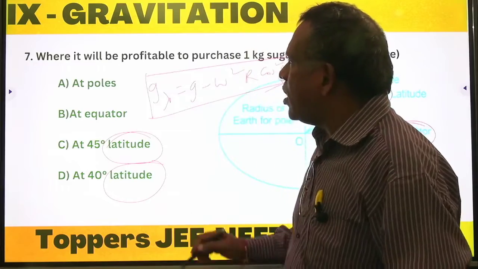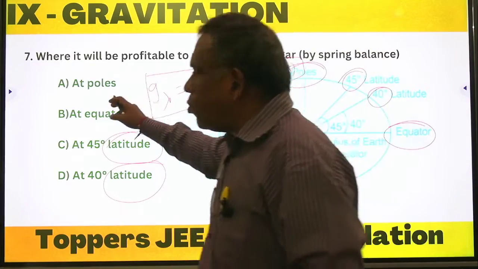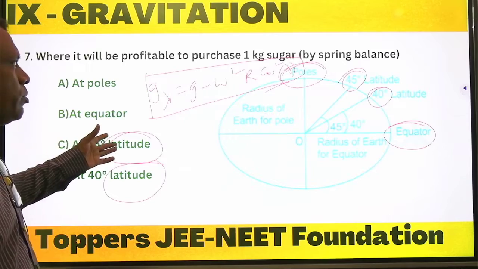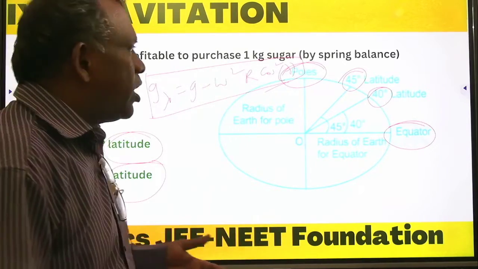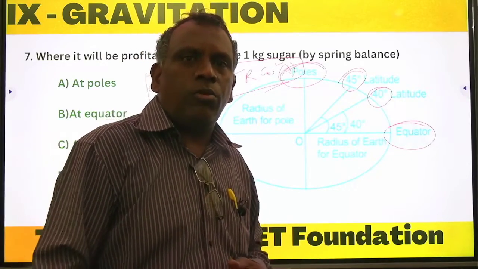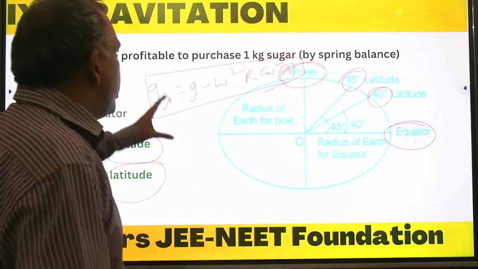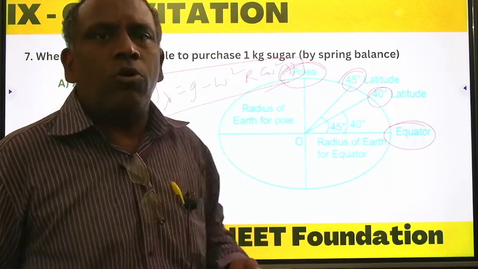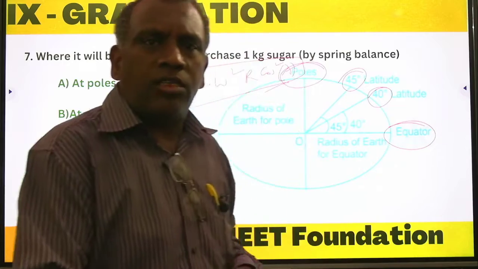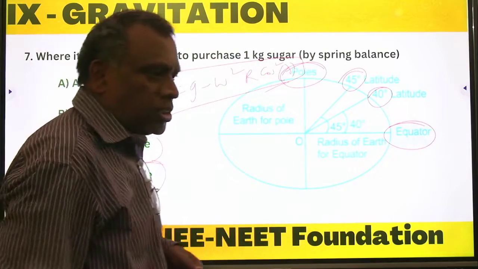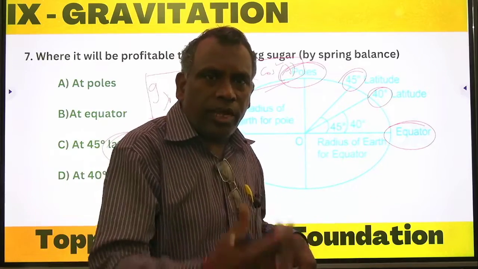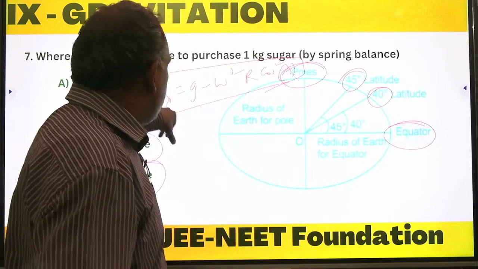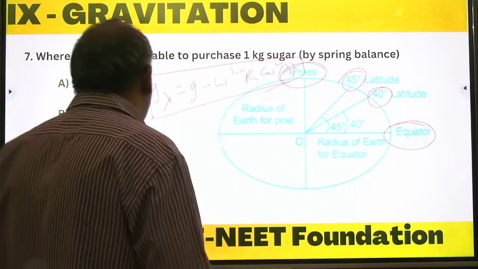Here the g value will be maximum at the poles. G value being maximum means you will get less sugar, compared to the equator, where the g value will be minimum. So when you purchase 1 kg of sugar, at the equator it will be profitable for you. You will get more sugar at the equator compared to the poles, because g value is maximum at the poles, so the gravitational force will be more. Then definitely you will get less sugar. At the equator, g value will be minimum, that's why you will get more sugar. That is the simple logic.